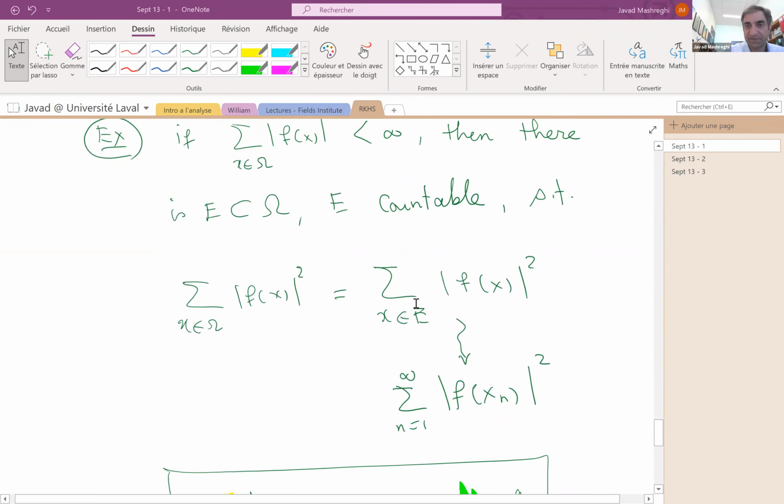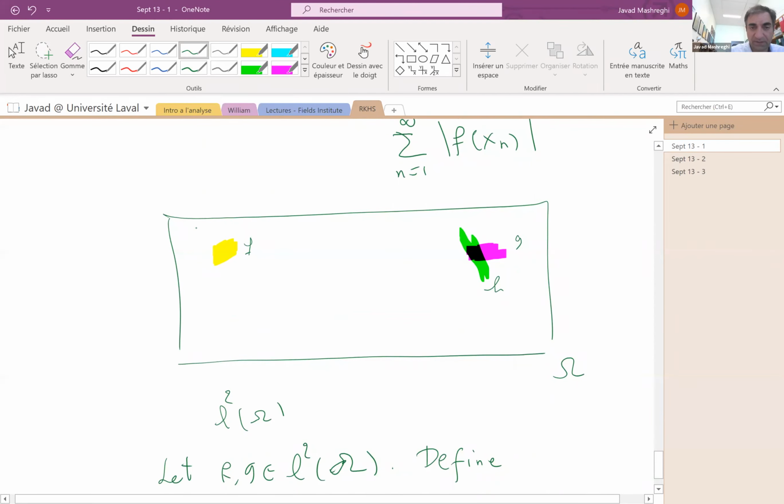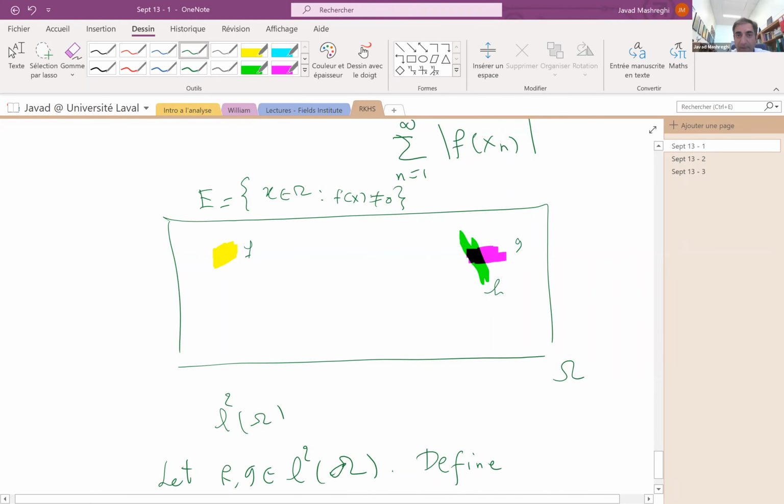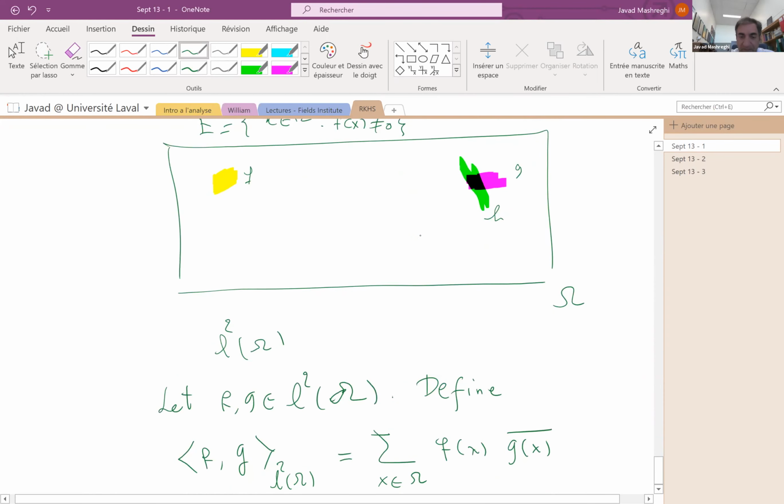He suggests to write, I add it here, E is the set of x in omega such that f of x is not equal to 0. That's perfectly true. The main point is that this is countable. Thank you for your comment.